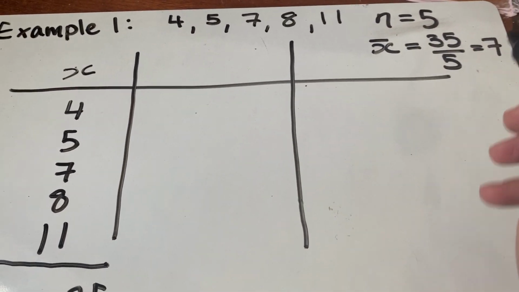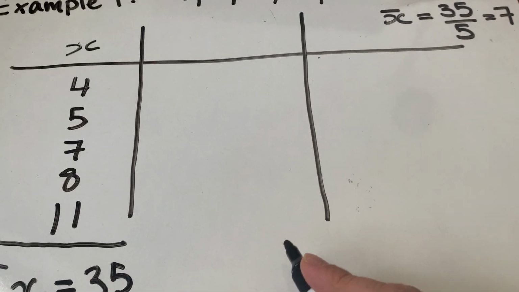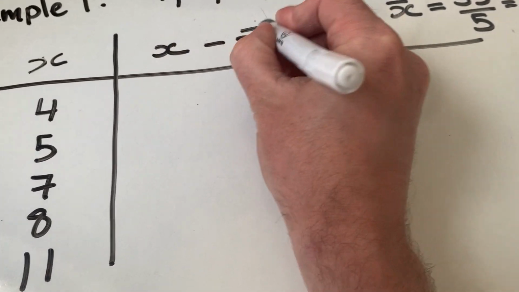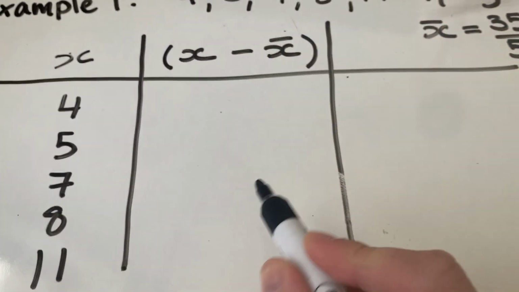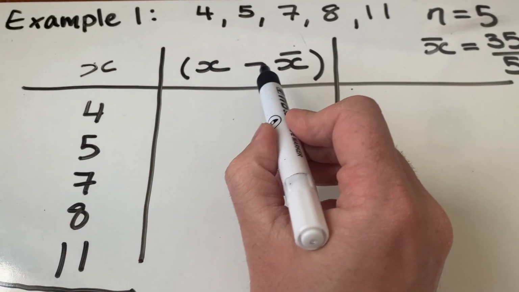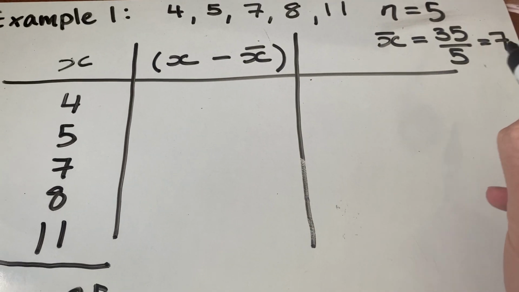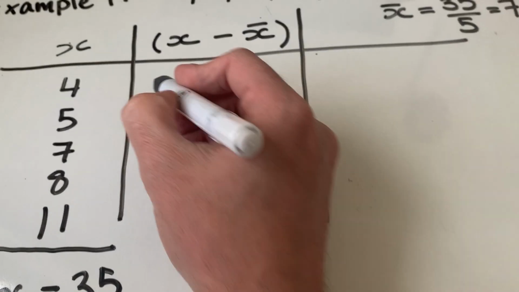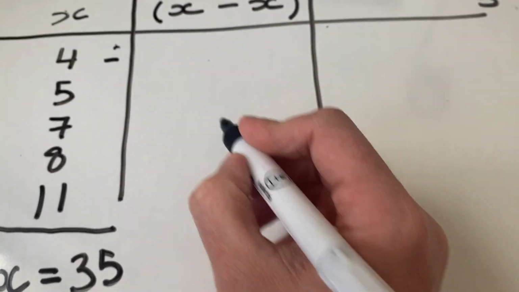We're now going to use this mean to fill in this second column. This second column has a new heading: x minus x bar, or the x values minus the mean, which we now know is 7. So all we're going to do to get the values in this column is take the mean away from each one. So what's the mean?